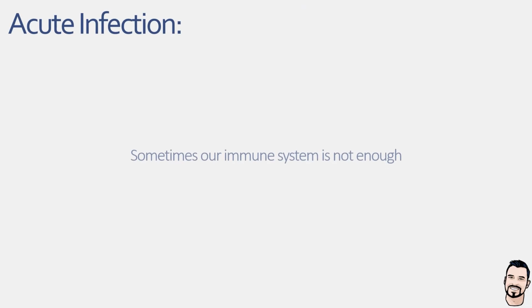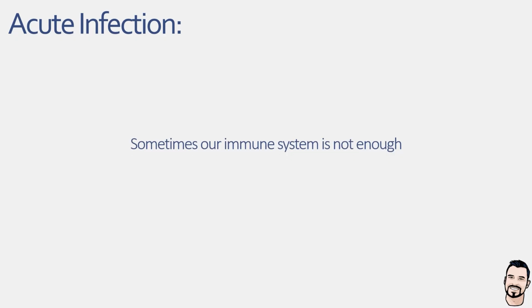Now, most people will have experienced a sudden fever, a sore throat, or an infection that seems to come out of nowhere. These are examples of acute infections where microorganisms enter the body and multiply quickly, prompting a rapid immune response. In most cases, our immune system will act quickly and decisively to clear the infection and restore balance within a couple of days or weeks.